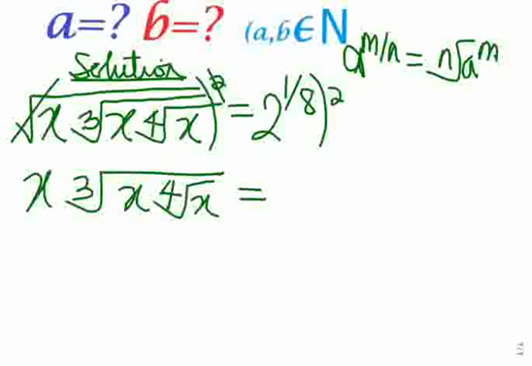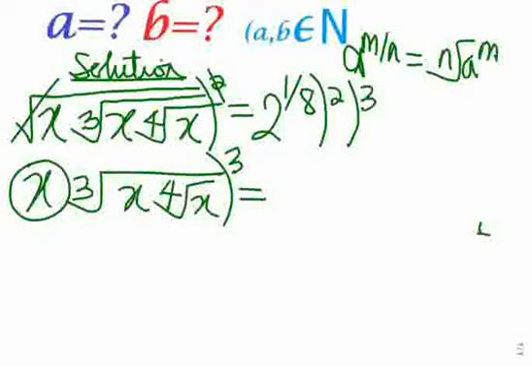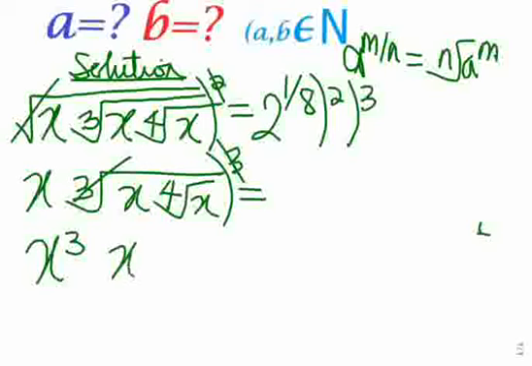Again, I'm going to get rid of this cube root. To get rid of that cube root, I'm going to multiply both sides again by a power of 3. Let me leave that at this step here. Multiplying both sides by a power of 3 means that this x becomes what? X cubed. And then this cube root is cancelled, leaving behind x multiplied by the 4th root of x.